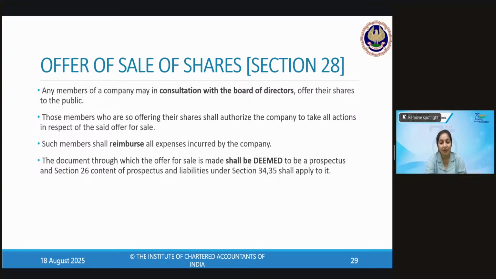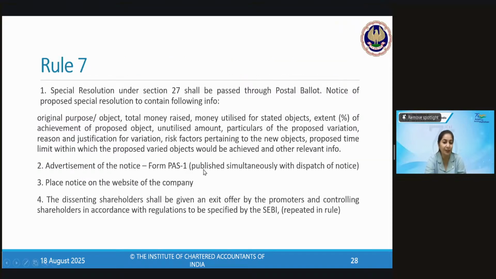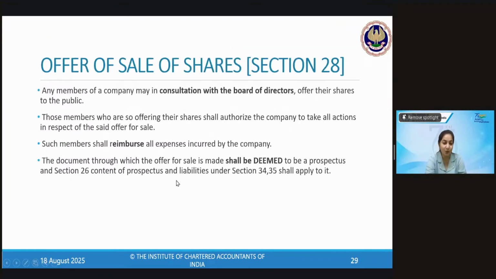Harsh Mishra, PAS2 for SR, no, Harsh Mishra, it was PAS1 for the variation form. PAS2 will come now. Okay. And this, yes, we were on offer of sale.